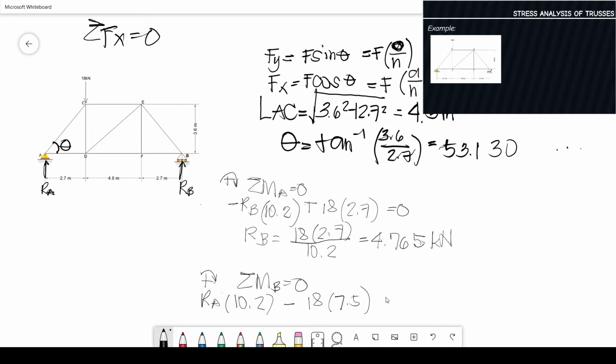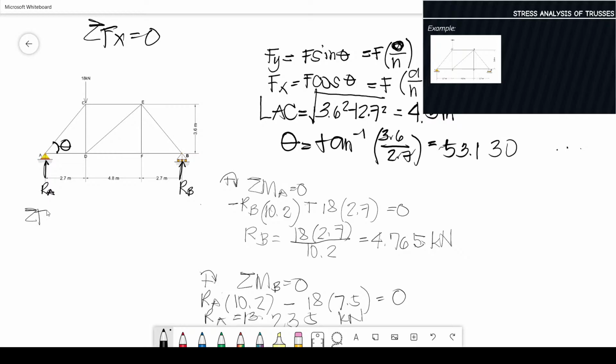Nawawaran ako digo, so paano ko yan na? Real time. So our RA is equal to 18 times 7.5 over 10.2. That is 13. Sakto ba ito? Kinhini mo. Okay. That is 13.235 kilonewton. Okay, so then we double check.